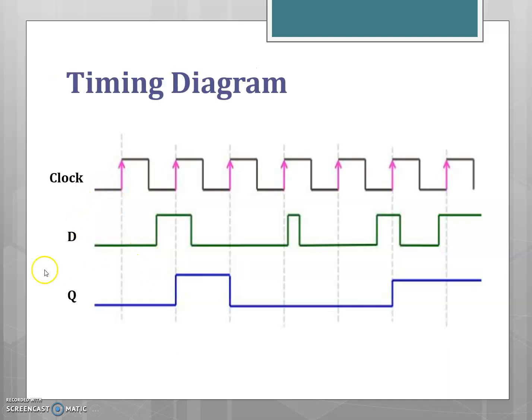Coming to the timing diagram, at the rising edge of the clock, the circuit will be active. At the rising edge of the clock, when D equals 0, Q is equal to 0. For the next rising edge, when D equals 1, Q is equal to 1. All the other cases are similar.